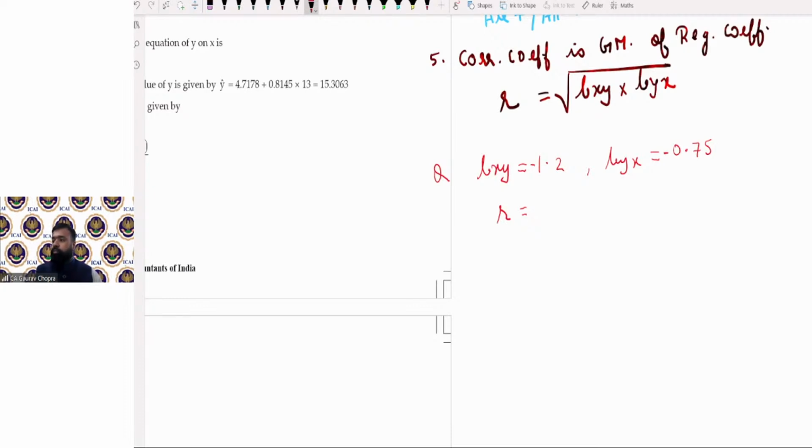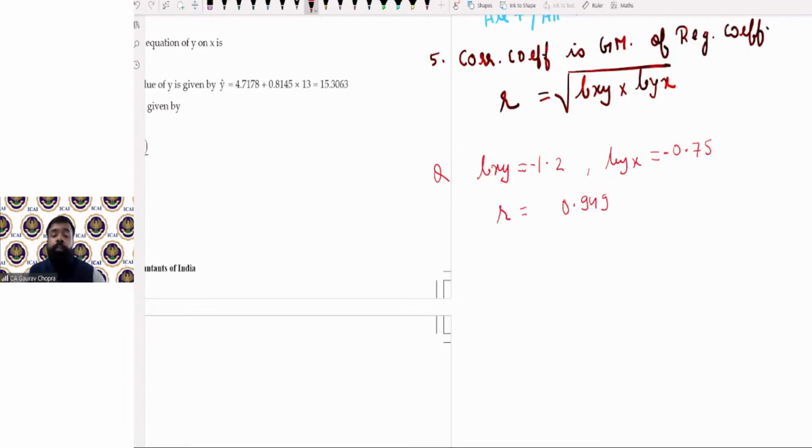So anyone with the answer? Ruhani has given 0.949, positive. Roshan has given a negative answer. Rohit has given a negative answer. So each and every one has given 0.94 or 949.